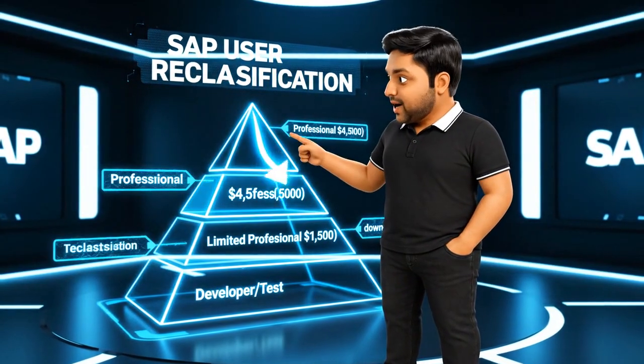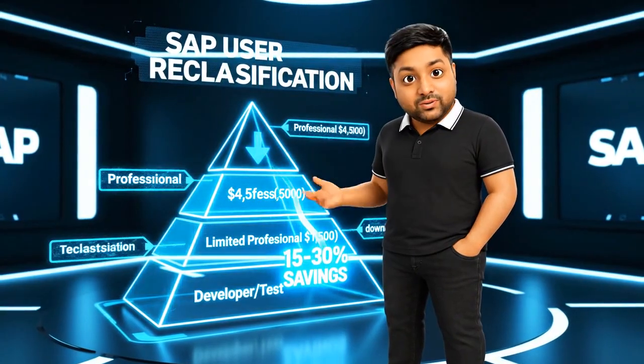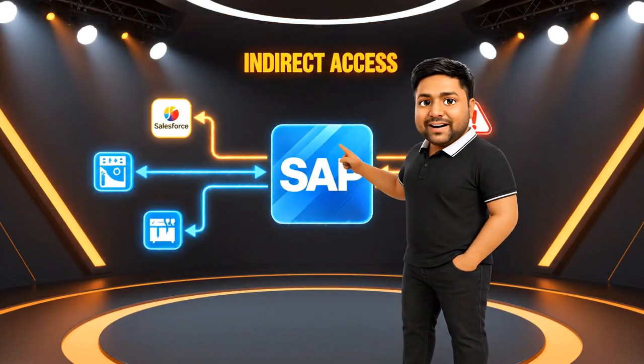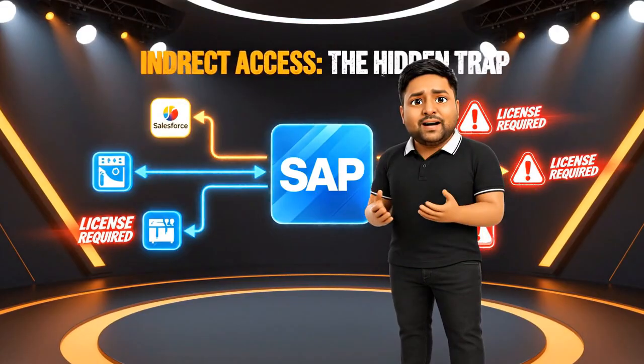Expert tip: run your SAP optimization analysis 6 months before your contract renewal. That's when you have maximum negotiation leverage. Show SAP you've cleaned up your user base and you can negotiate from a position of strength.